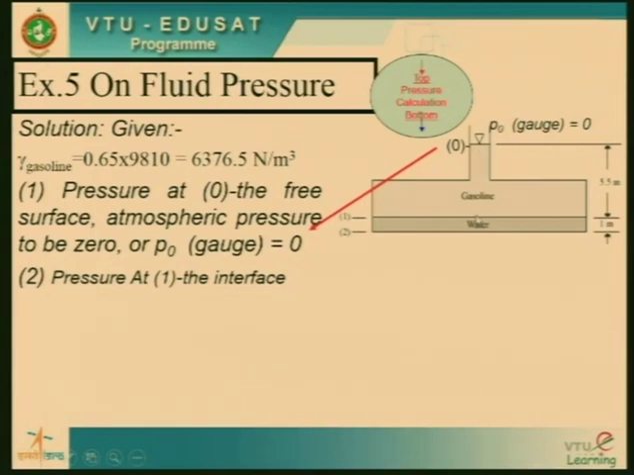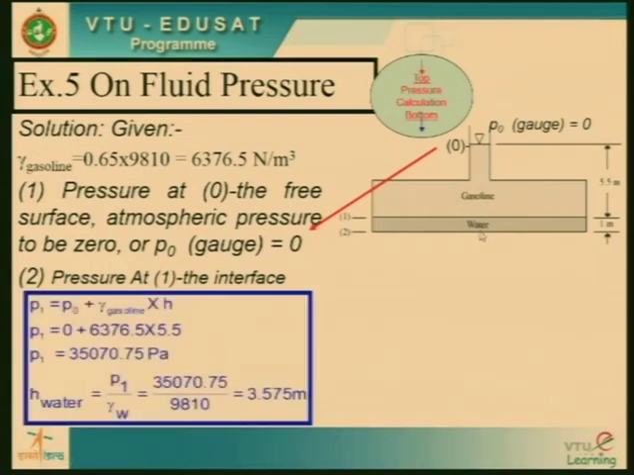The moment I come down, I have mentioned here, you can see top pressure calculation, bottom. If you go downside, it is positive. What is that equation? You know very well, the equation is gamma gasoline H gasoline plus gamma water H water. Simple. Let us see one by one.